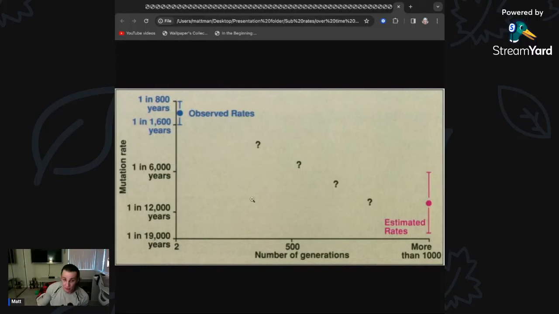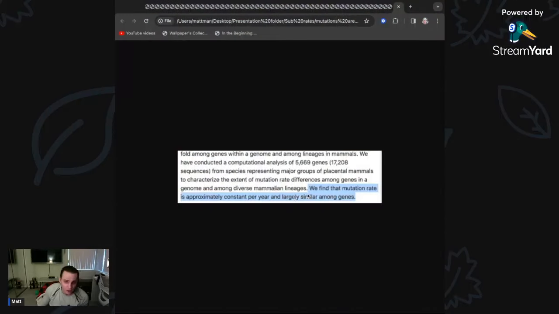Can anyone solve this? Besides assumptions, nobody's been able to resolve it whatsoever because you need evidence to resolve something. They throw out hypotheses and stories all the time, but this problem still exists. What we observe is the exact opposite of what is estimated to be true, and they can't figure out why. And it's so simple. The story is not true. That's why. It's really just that simple, guys. This one says it all right here. We find that the mutation rate is approximately consistent per year and largely similar among genes. Ooh, look at that. I dare say, are they admitting something here?